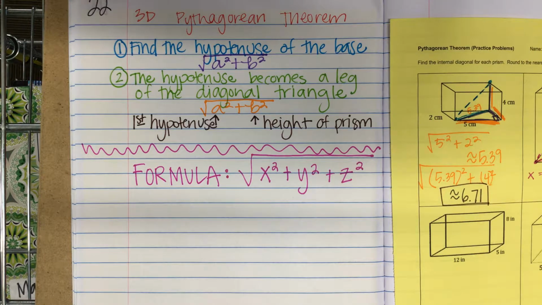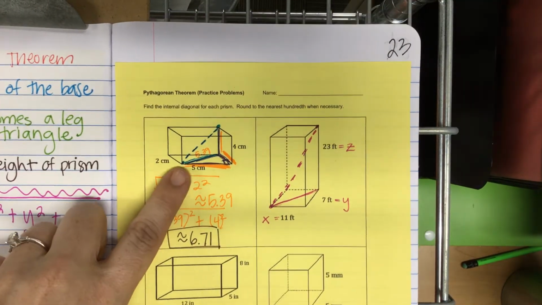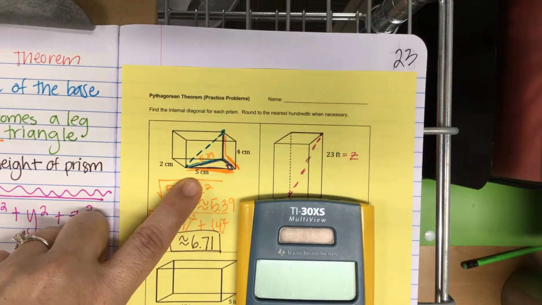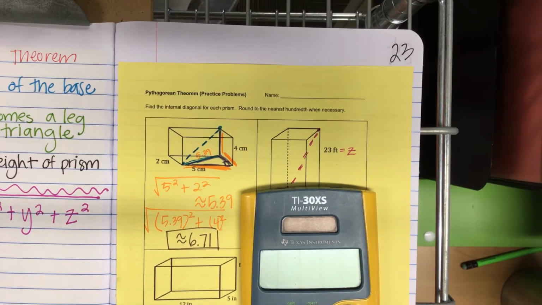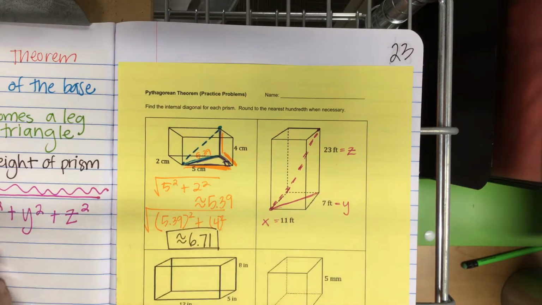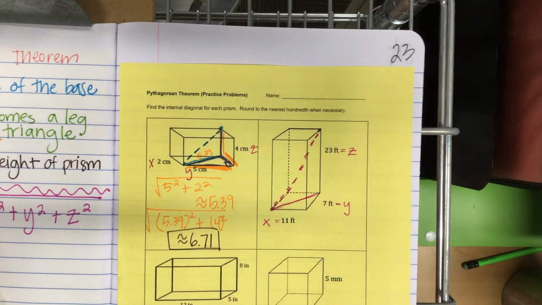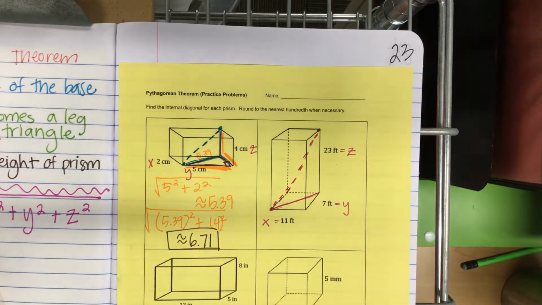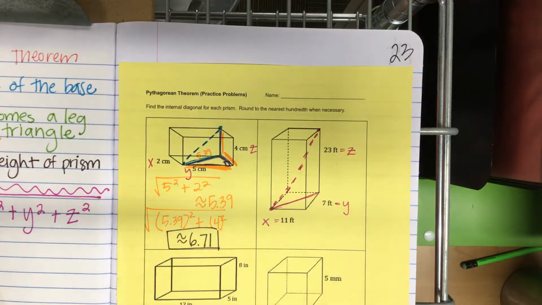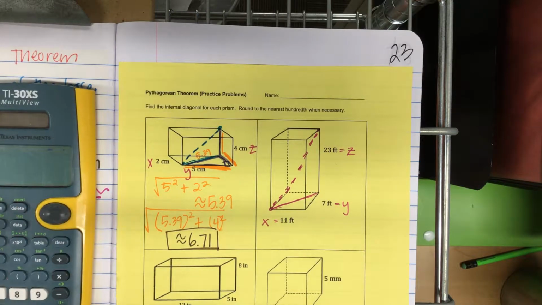Let's test it. Let's go back to that first one and see if we get roughly the same answer. So, on the other one, what would be your x, what would be your y, what would be your z? 2 could be the x. 5 could be the y. And 4 would be z. Perfect. Try it out. So we're going to do 2 squared plus 5 squared plus 4 squared. Oops, I have to turn on my calculator.